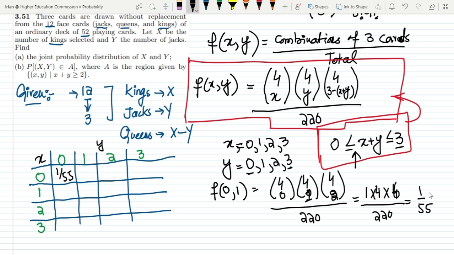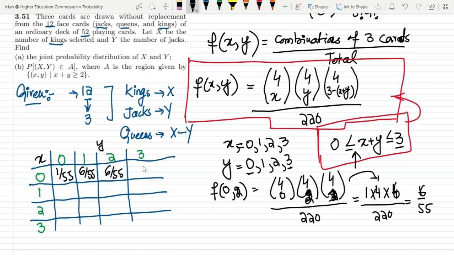Okay, so now it will become 6 by 55. Similarly, putting this in, this is 0, 2, this is 2, and it will become 1. Similarly, changing these values, here again I will get 6 by 55. Okay, so you know how to fill this table.